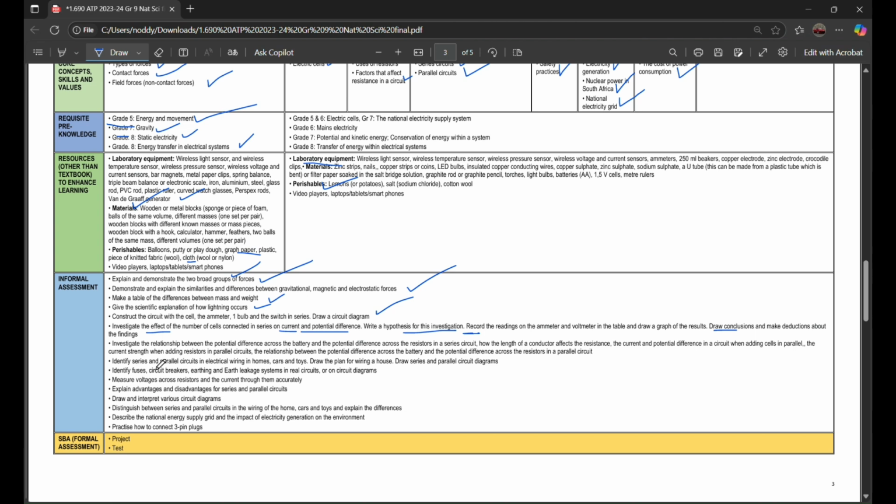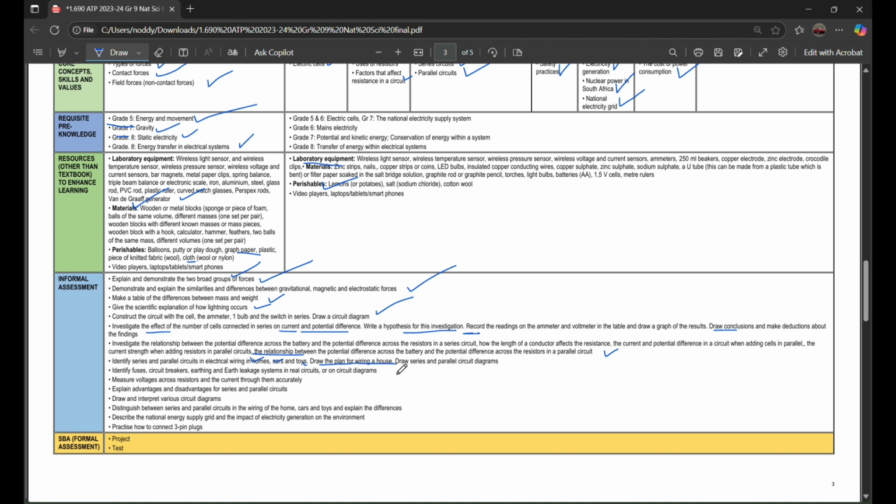draw conclusions and make deductions about current strength when adding resistors in parallel circuits, and the relationship between the potential difference across the battery and the potential difference across the resistor in a parallel circuit. You'll need to identify series and parallel circuits in electrical wiring in homes, cars, and toys.